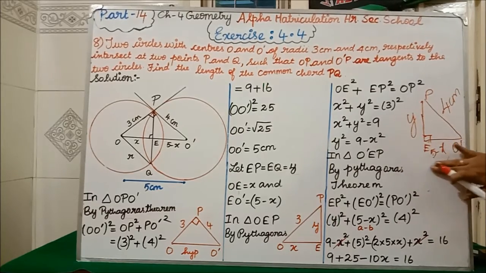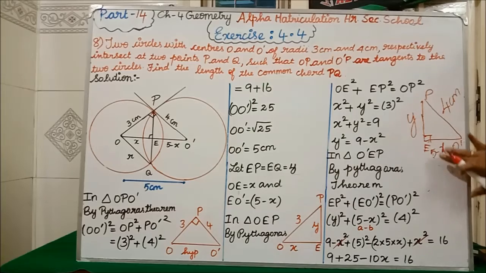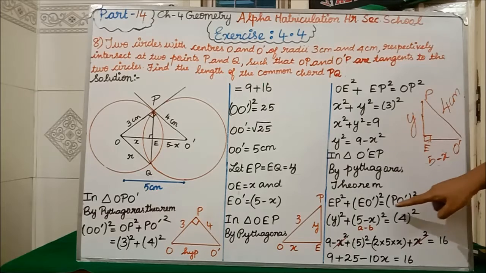5 minus x. Now see, can you see here? I will write clearly. Here we have O'. This is O'. Here E to O' is 5 minus x. Clear? Now, since E is 90 degrees, the side opposite the 90 degrees is the hypotenuse. So how can we write now? PO' square is equal to EP square plus EO' square.